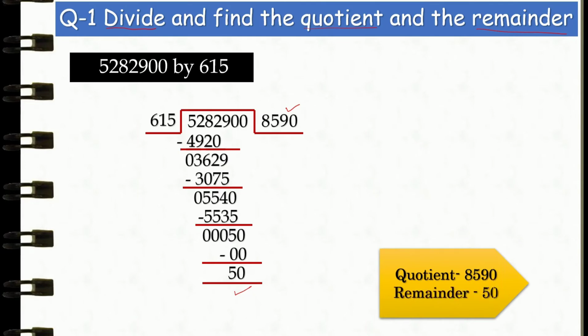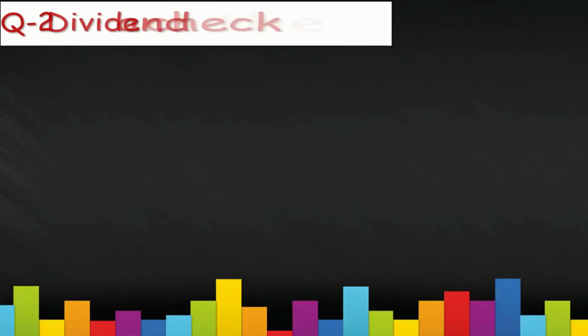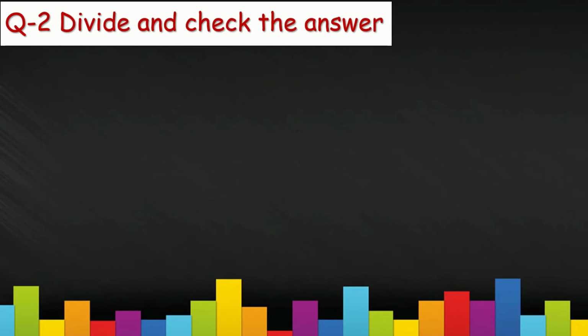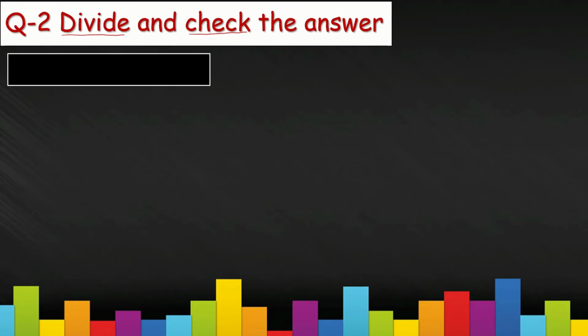So now you are going to write down the quotient and the remainder. Coming over to question number 2. Divide and check the answer. There are two parts of the question. One is division and one is checking. Checking is done just to make yourself sure that the division is correct.